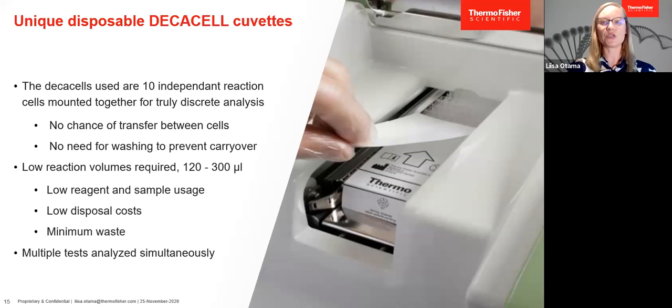Okay, DECA cells we already talked about. The benefits of the DECA cell cuvettes: individual reaction cells for each of the tests, 10 positions in each of the DECA cells. What it means with these disposable cuvettes is that there is no need for washing, and there is no risk of carryover because each reaction takes place in its own individual cell. The volume in the reaction is very small, maximum 300 microliters, which of course means that we are generating a very small amount of waste as well. And with this technology, you are able to do multiple tests simultaneously.